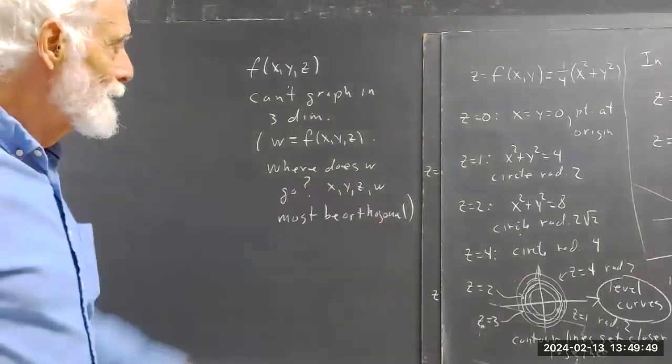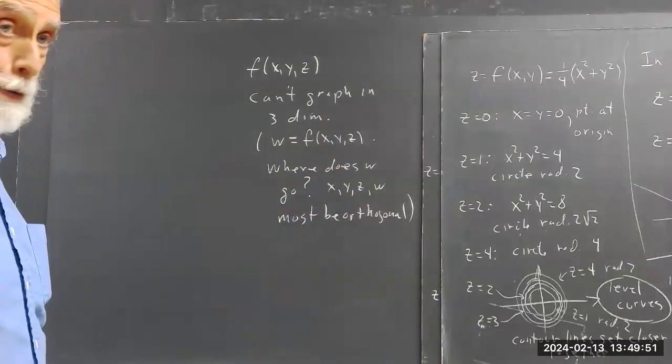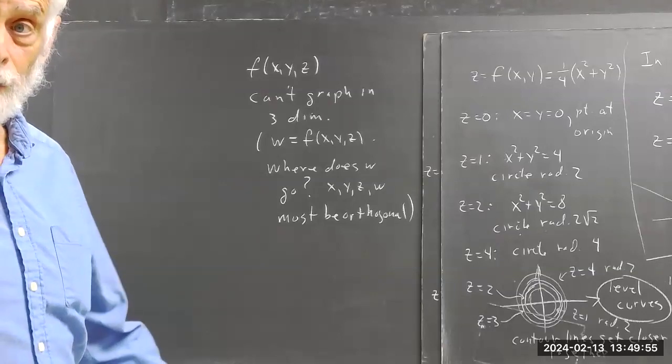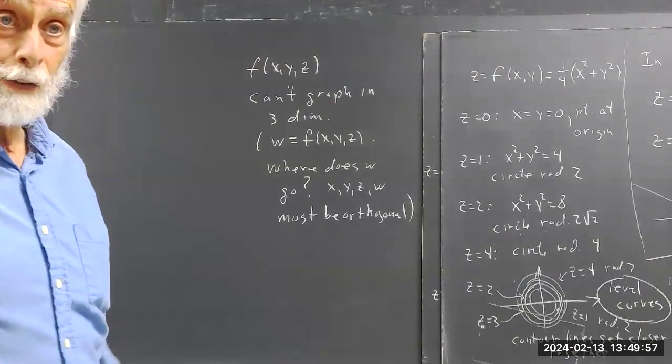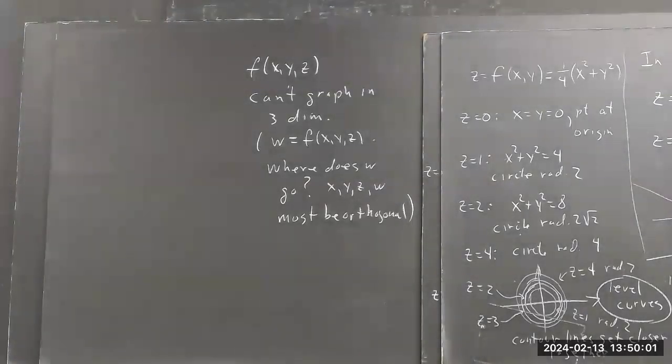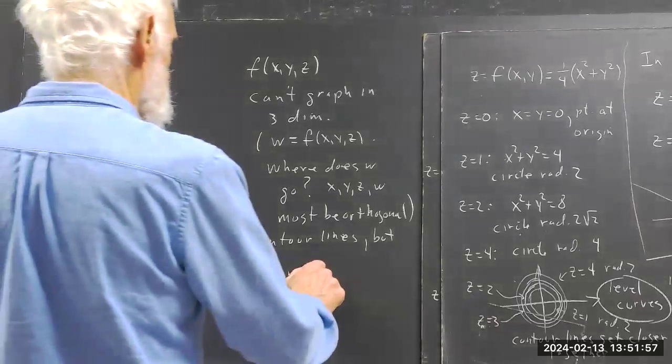Okay. To graph it, you're going to have orthogonal axes, and you don't have 4 orthogonal axes in 3 dimensions. You can do orthogonal vectors. Have you gotten to that in linear algebra yet? Orthogonality? No contour lines, but contour surfaces.